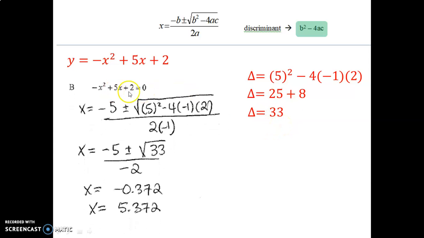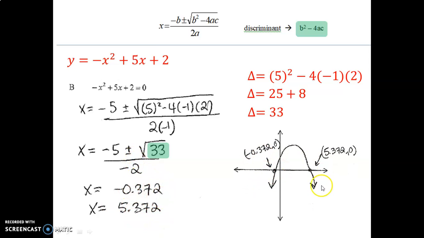Again, if we solve that quadratic using the quadratic formula, we can see once again there's our discriminant underneath the root. There it is, 33, matches what we got here. Solving it further, we get two solutions. When we graph it, there are our two solutions. They are called the zeros, they are called the roots, they are our x-intercepts right there.